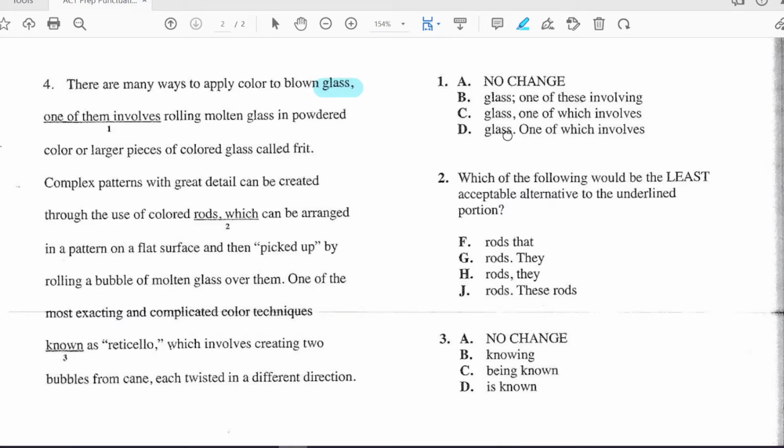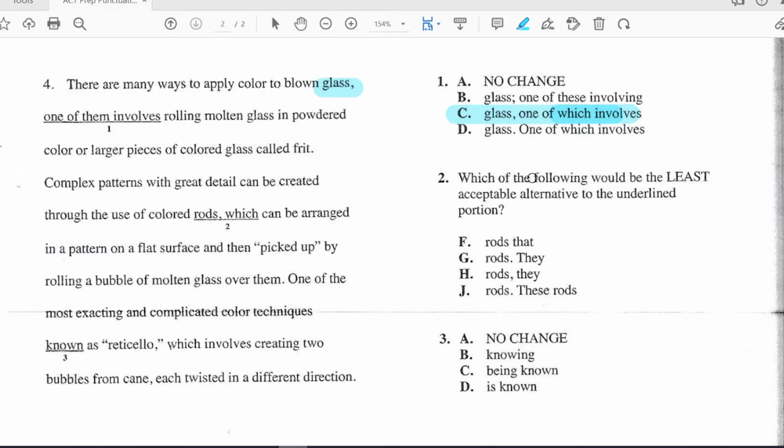This one just makes them one of which involves, and making it one of which would be introducing a subordinate clause. So we can't do that as a separate sentence. So at first I thought one of which was the same, but it's not. So there are many ways to apply color to blown glass, one of which involves rolling molten glass. So it's got to be C. That's the only one that maintains the integrity of the sentence.